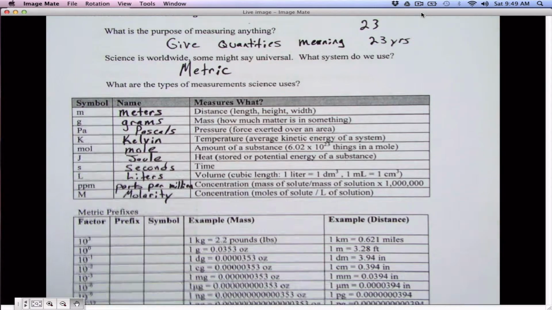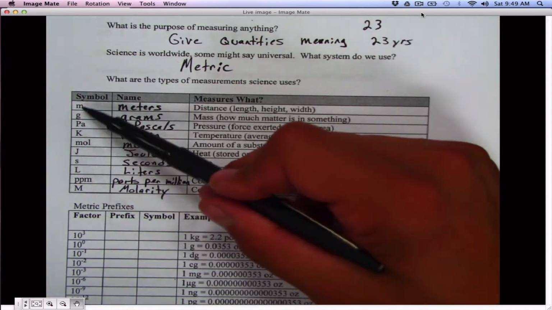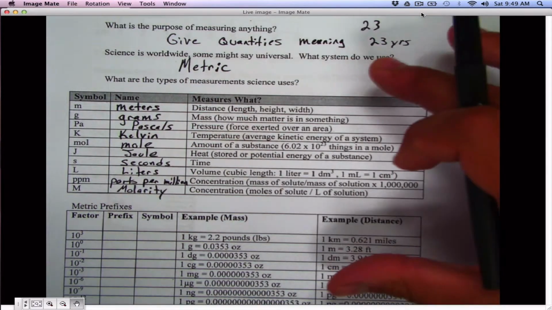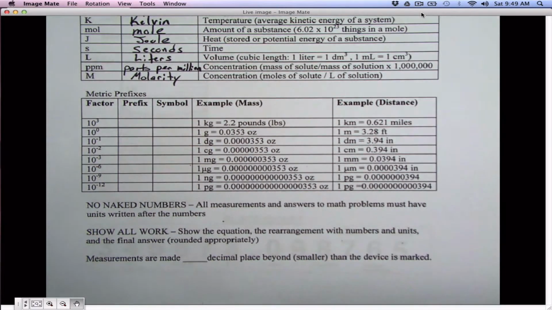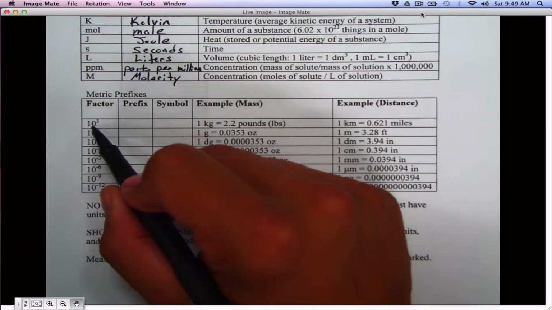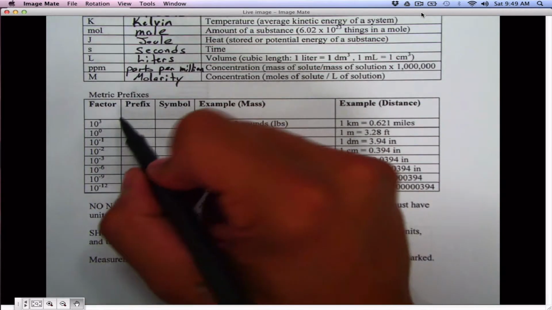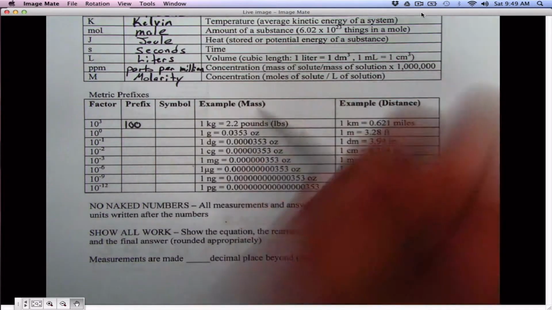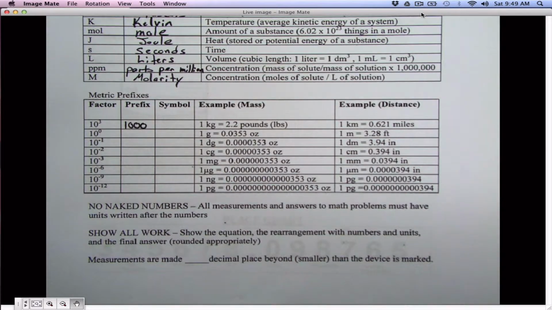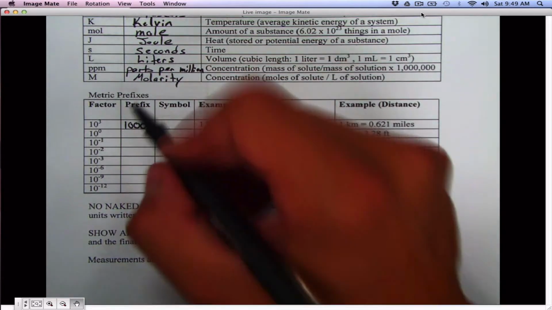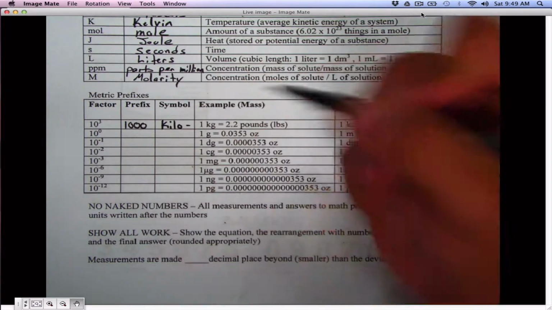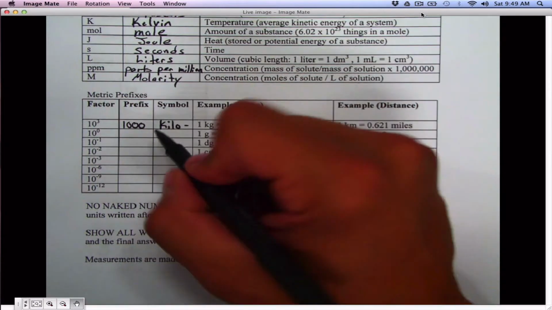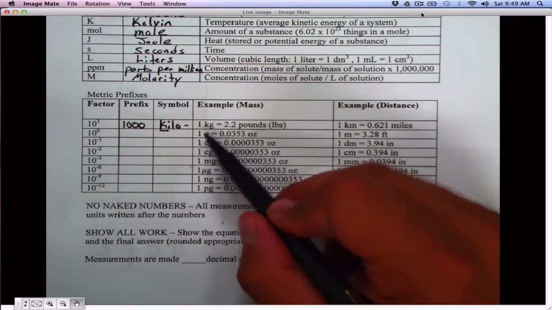Let's talk about the metric prefixes. In other words, what things you can put in front of meters to give it more meaning or more precise meaning. So how it kind of works is this. Prefix 10 to the third, well, we know that is 1,000. So this 1,000, that means times 1,000, is called kilo. Okay, it's a prefix. So kilo is abbreviated with a lowercase k, like a kilogram.